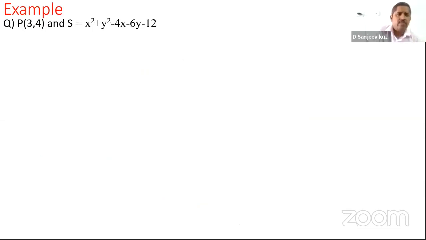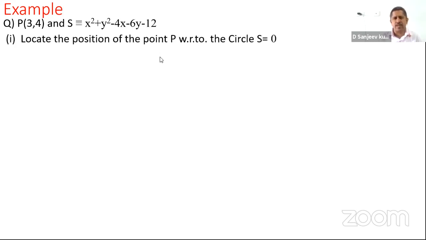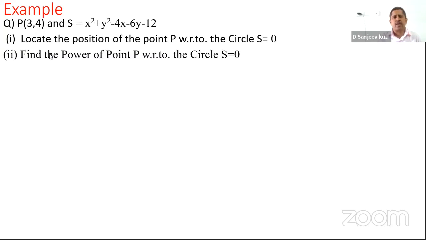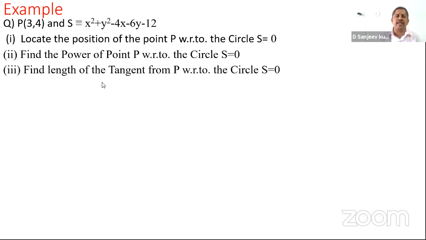Okay, so let us take a problem here. There is a point, (3, 4), and you have a circle with the expression x square plus y square minus 4x minus 6y minus 12. You are going to locate the position of P with respect to the circle S = 0. If you equate it to 0, it is called a circle. You are going to see where the position is, find the power of the point with respect to the circle S = 0, and find the length of the tangent from the point to the circle.